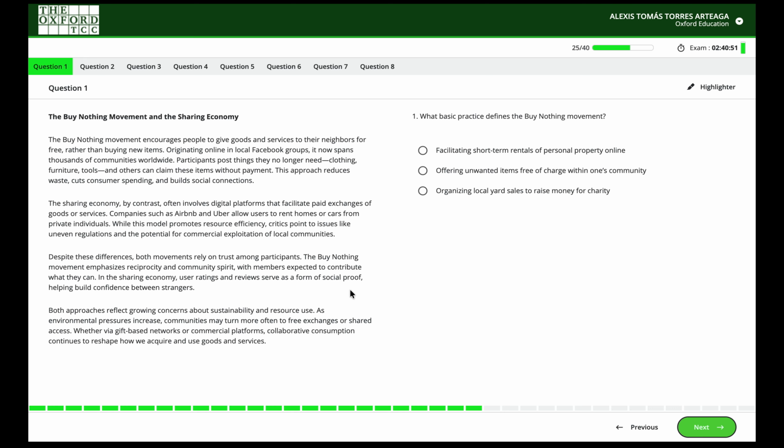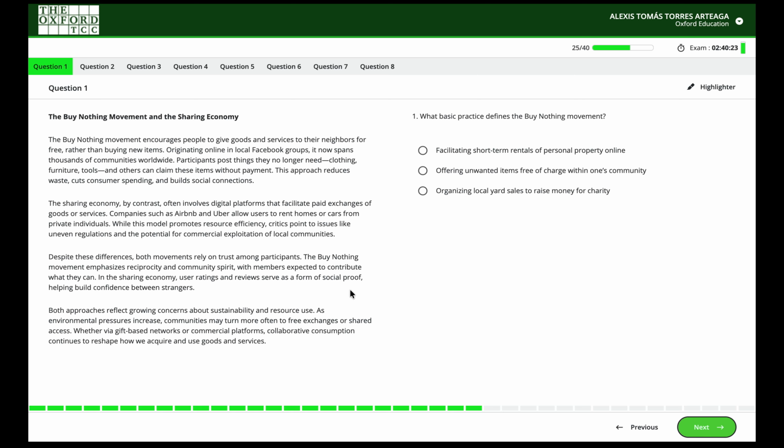The sharing economy, by contrast, often involves digital platforms to facilitate paid exchanges of goods or services. Companies such as Airbnb and Uber allow users to rent homes and cars from private individuals. While this model promotes resource efficiency, critiques point to issues like uneven regulations and the potential for commercial exploitation of local communities. Despite these differences, both movements rely on trust among participants.